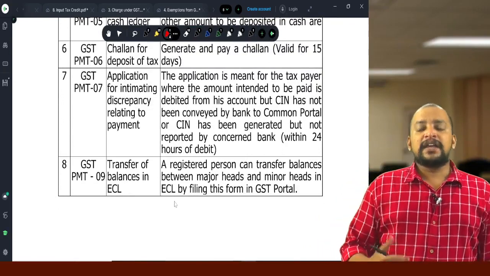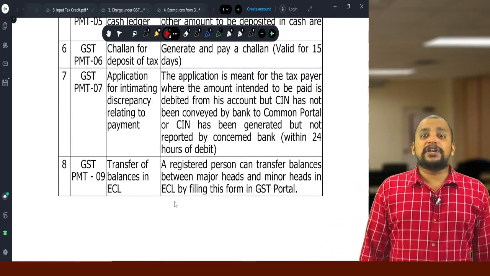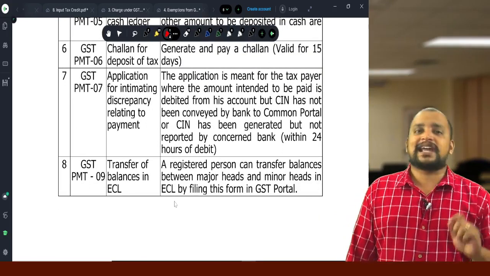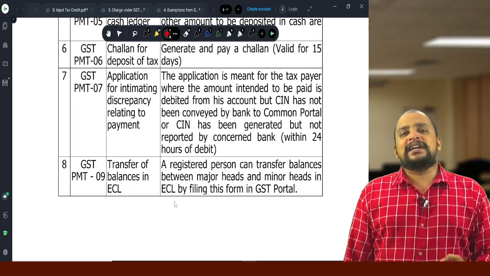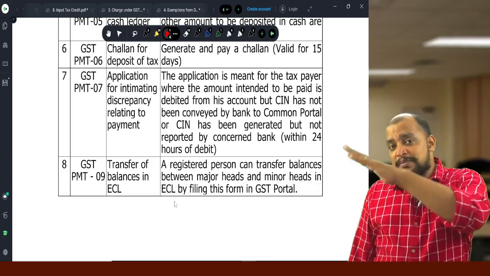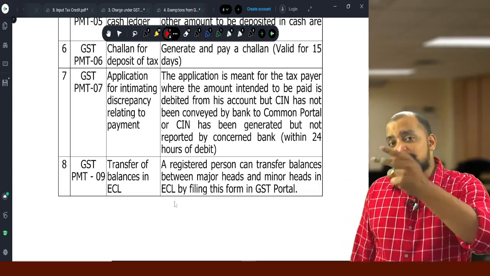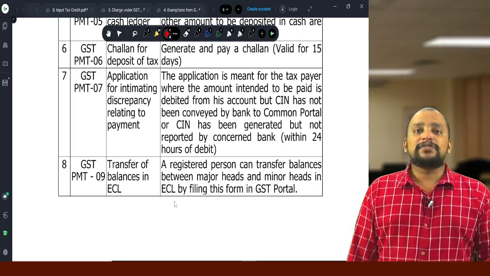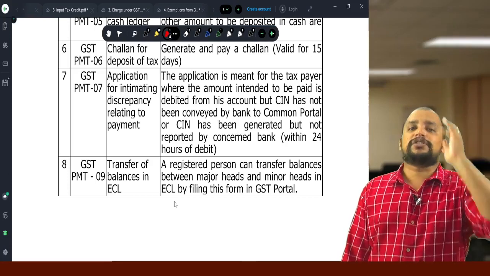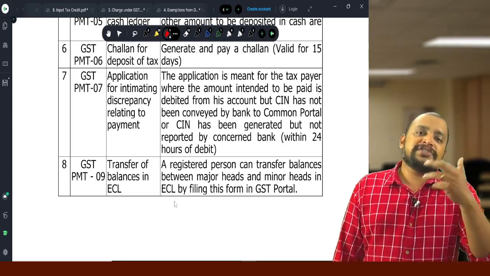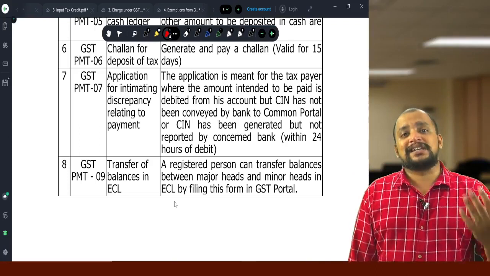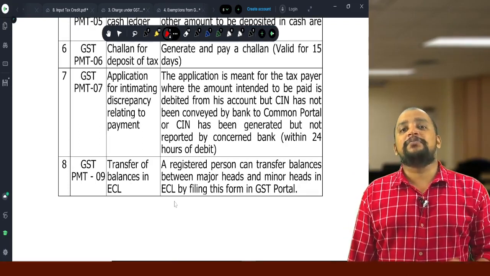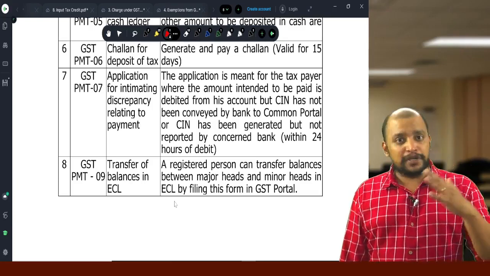PMT 7 is intimation to the payment gateway that the money is debited from our bank account but not reflected in the cash ledger. It so happens that we make the payment, the money gets debited from our bank account, but it is not coming into the cash ledger. So in that case, we will communicate to the payment gateway through the portal, so that the portal will cross-check with the payment gateway and ensure that the money is recovered and reflected in the cash ledger. For that, we will file one form, that is PMT 7. PMT 8 we don't have.